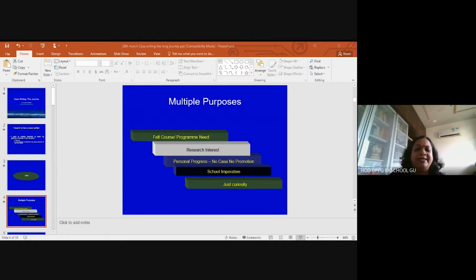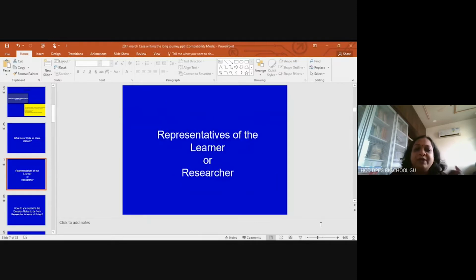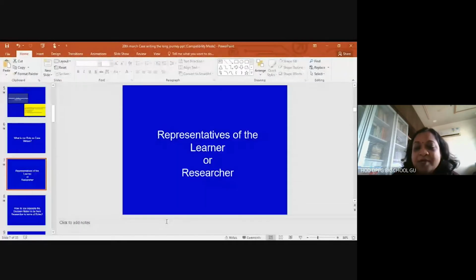So, what is the role of a case writer? Friends, as a case writer, you are a representative of the learner or a researcher. You are a representative of the people who are going to read. You are a representative of the overall parties who are involved in it. And you are a representative of the audience as a whole. So whatever you are doing as a case writer, certainly it is going to benefit and create a situation, right? So you are a representative of the learner, you are a representative of the researcher.